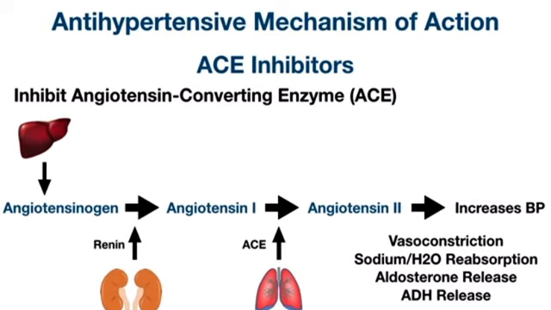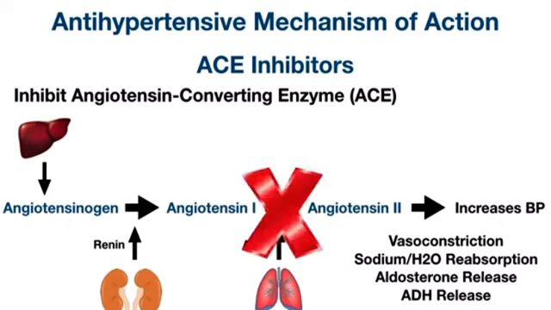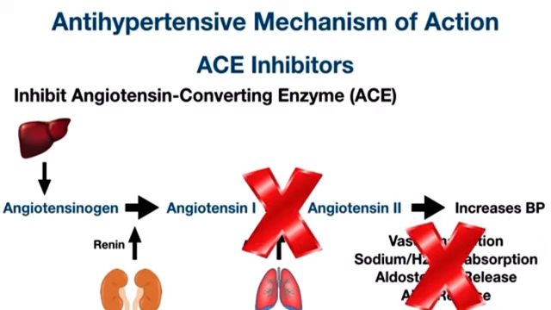Angiotensin II also increases reabsorption of sodium and water in the kidneys and augments the release of aldosterone from the adrenal cortex and the release of antidiuretic hormone from the posterior pituitary gland, and all of this will work to increase blood pressure. Well, if we block angiotensin-converting enzyme, then we will decrease the formation of angiotensin II. Without angiotensin II, we won't have the downstream effects of raising blood pressure. This can control high blood pressure as a result.